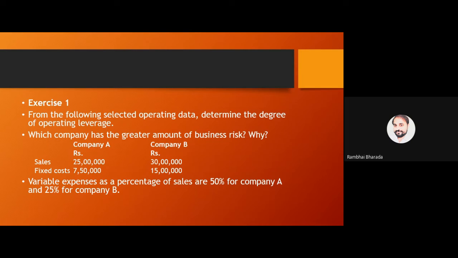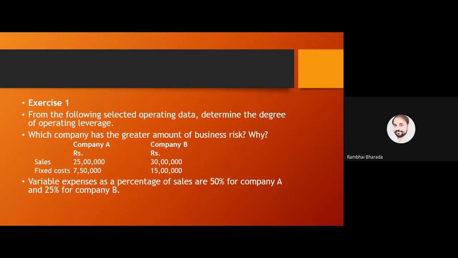Now the second way: if you deduct the fixed cost from the contribution, you will find the profit. The second formula to find operating profit is contribution minus fixed cost. Is it clear? Second is contribution minus fixed cost. Here 12,50,000 contribution minus fixed cost 7,50,000, profit will be 5 lakh.